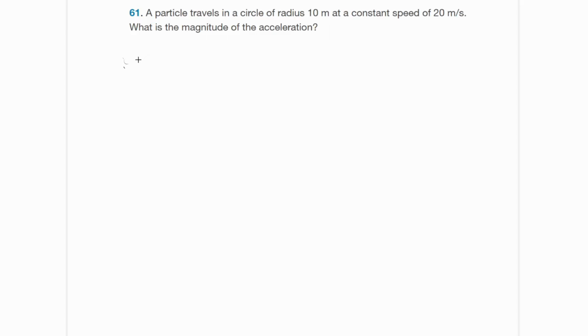Okay, let's go over problem number 61. A particle travels in a circle, the radius is 10 meters, at a constant speed of 20 meters per second. What is the magnitude of the acceleration? First step is always to draw the problem.